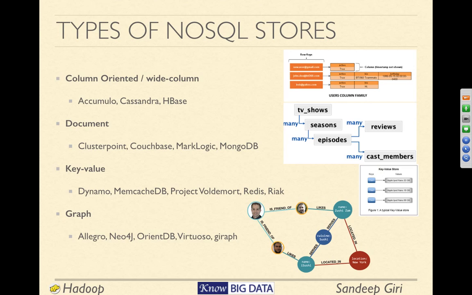A document-oriented database is something like you can see on the right-hand side. TV shows have seasons, seasons have episodes, and episodes have reviews and cast members. So you can see that it's a complex structure, one inside another. It's not flat like your relational database. If you have your data in that form, you can use a document-oriented database such as MongoDB or CouchDB.